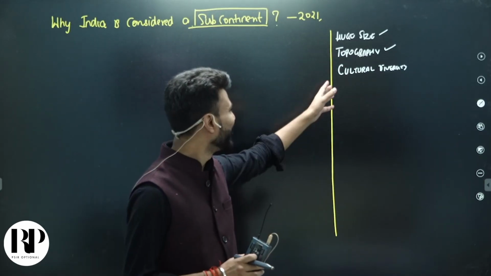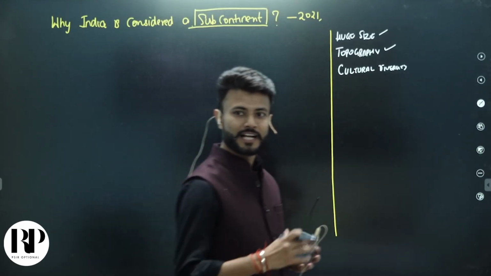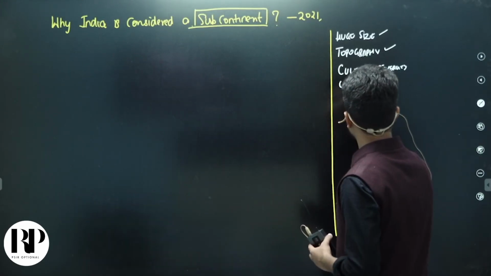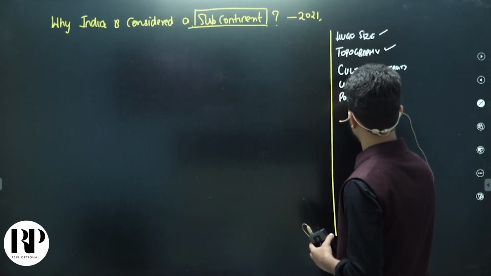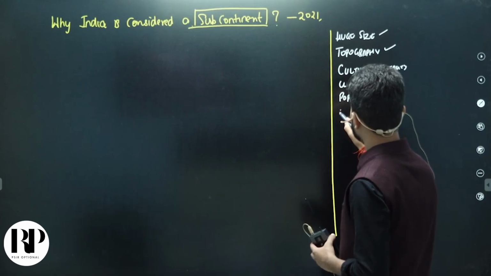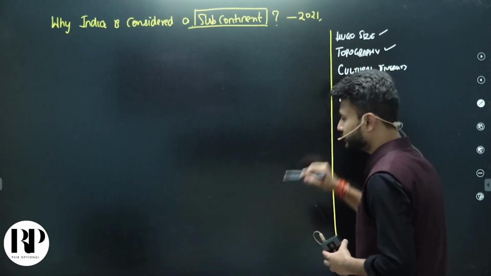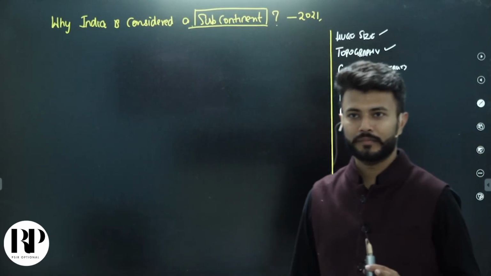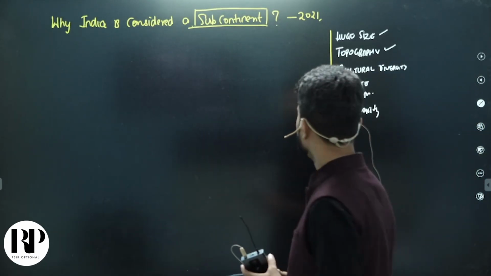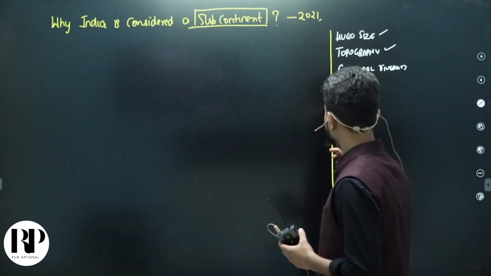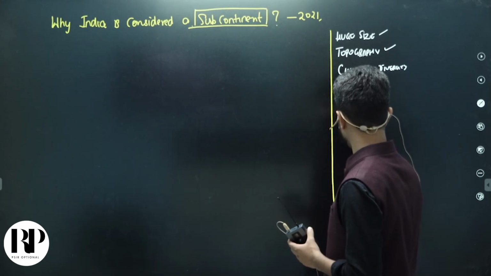Topography, cultural diversity, large population, varying climate, biodiversity. Correct. Sir, much like other larger continents, India occupies a whole tectonic plate on its own. Correct. So this is known as geological unity.